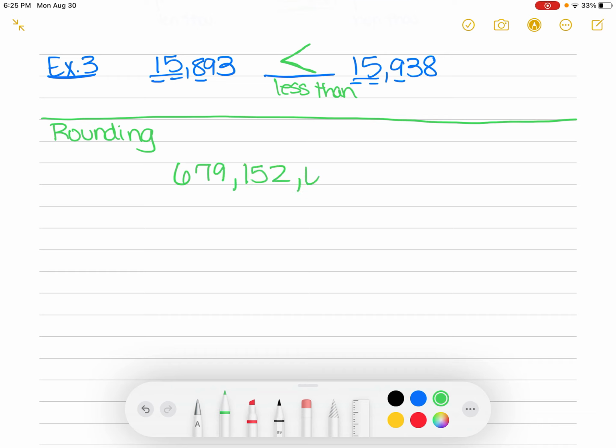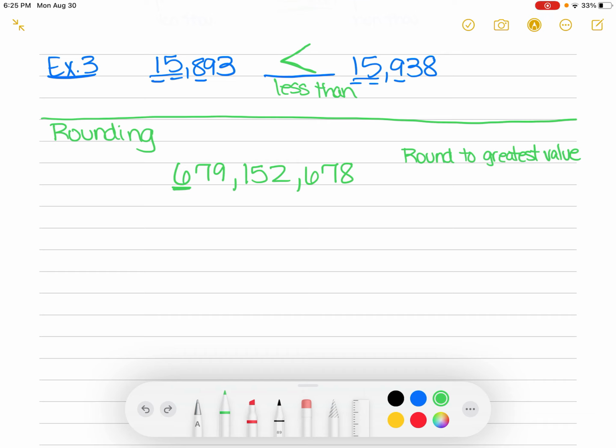Let me take this number for instance, 679,672,670. Some of the first ones they'll ask you is to round to the greatest value. That means the first number. So the greatest value here is 100 million, so we're going to round to that value. If it was just this, then the greatest value would be 100, right? But on this big number, they're asking for it to be rounded to that 6.